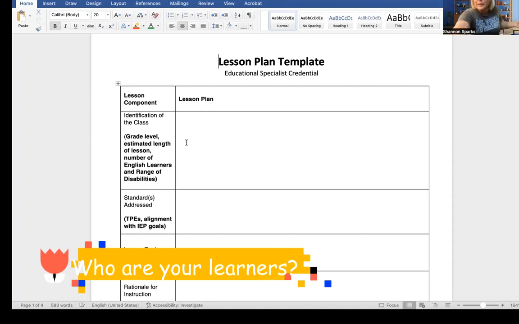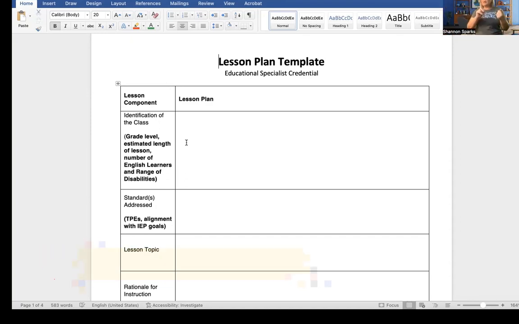Who's it going to be? Is it going to be an elementary school site? Is it going to be a middle school site? Is it secondary, middle school, or high school? So you have to think about that.